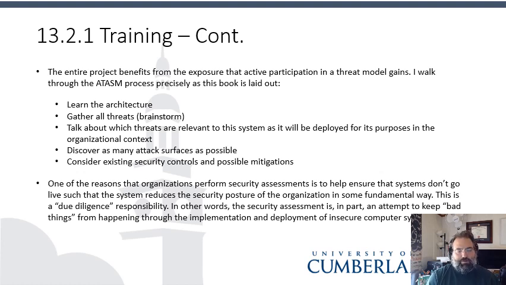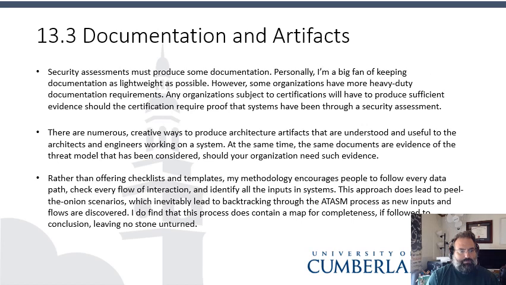One of the reasons that organizations perform security assessment is to help ensure that systems don't go live such that the system reduces the security posture of the organization in some fundamental way. This is a due diligence responsibility. In other words, the security assessment is, in part, an attempt to keep bad things from happening through the implementation and deployment of secure computer systems.